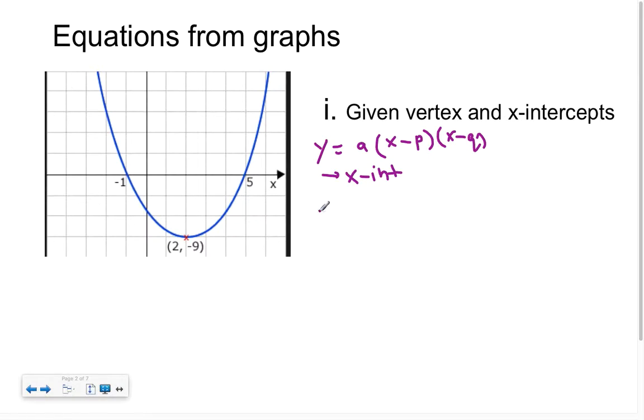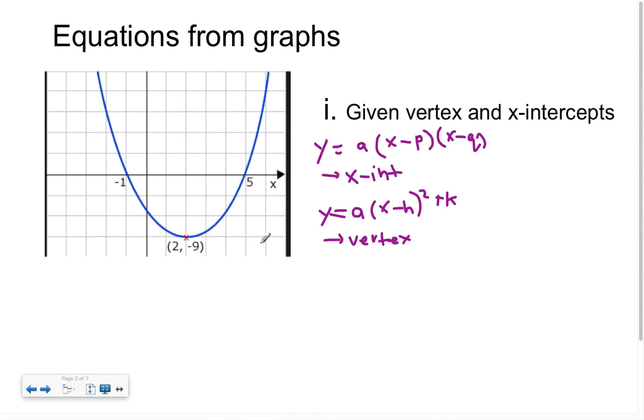We could also start with vertex form: y equals a, our stretch factor, onto x minus h squared plus k, where h and k are the x and y coordinates of our vertex respectively. So depending on what information we're given on the graph decides what equation or quadratic equation form we should start with.